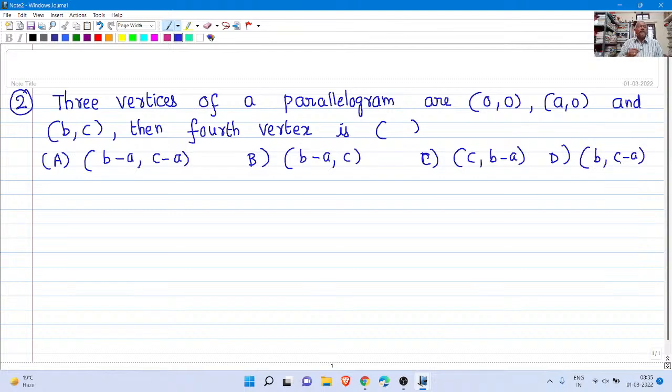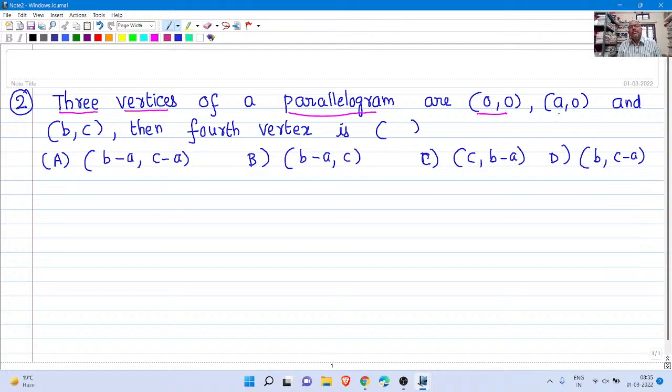So which is the right option we need to find out. First let me read the question carefully. Three vertices of a parallelogram. It may be a parallelogram, or a rectangle, or a rhombus, or a square. The same model needs to be applied.